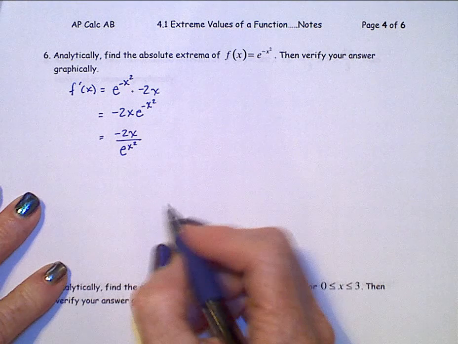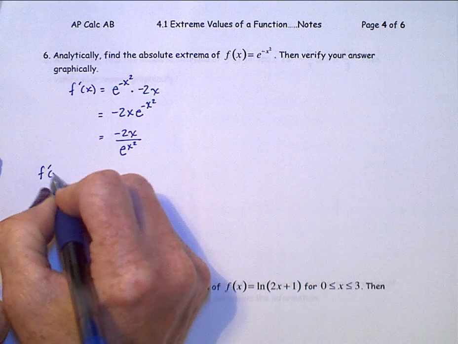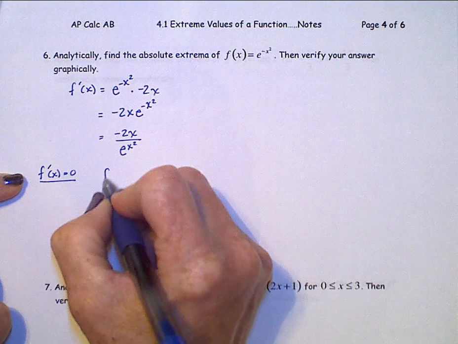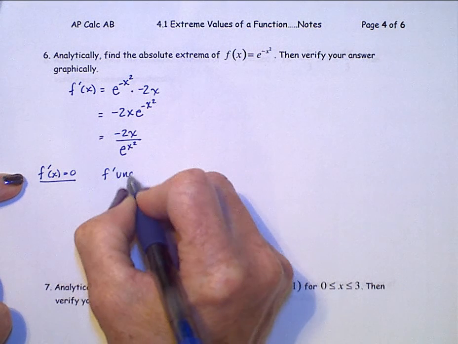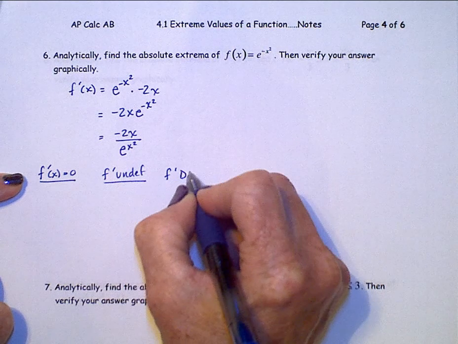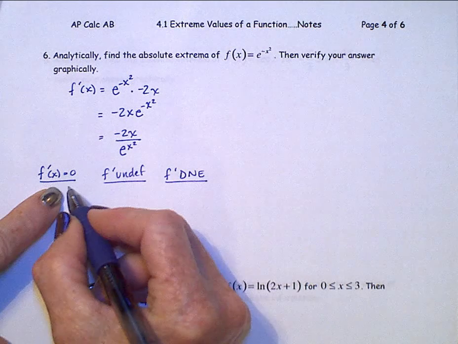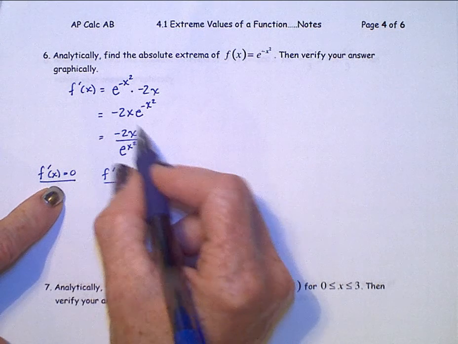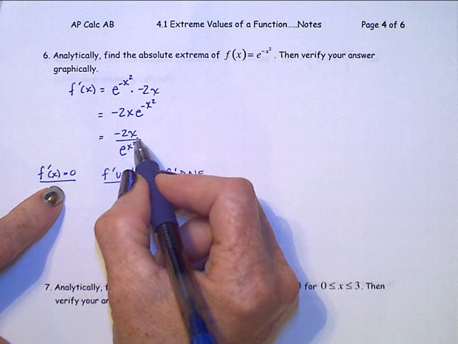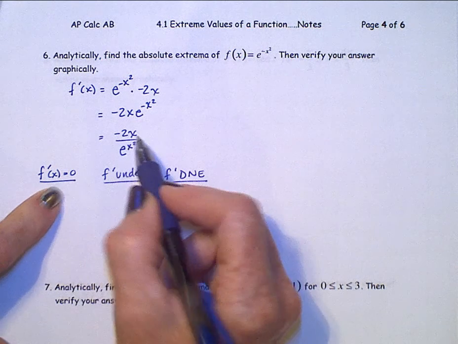There's the derivative. Now looking for those critical numbers, we need to look where f prime is equal to 0, where f prime is undefined, and f prime does not exist. Alright, f prime equal to 0. Since we have a fraction, the only way a fraction can equal 0 is if the numerator is equal to 0. And the only way this numerator can equal 0 is if x is equal to 0.